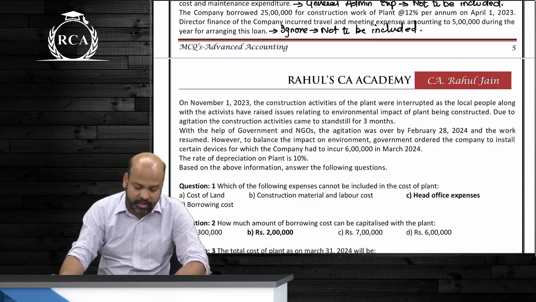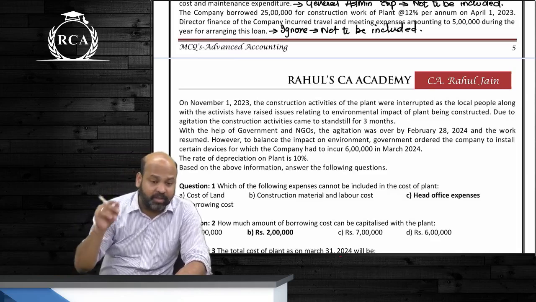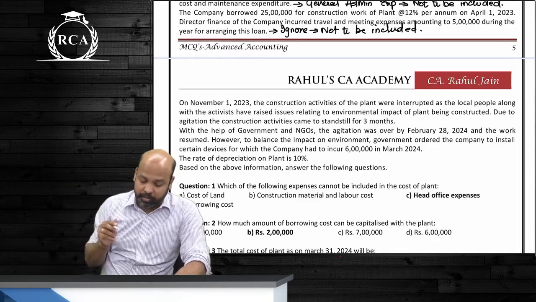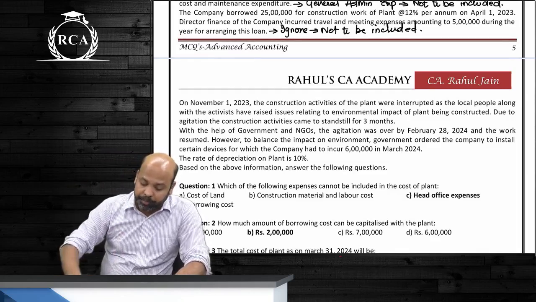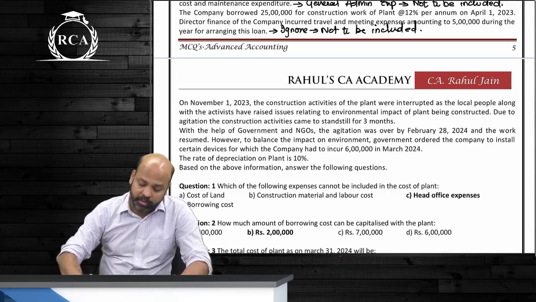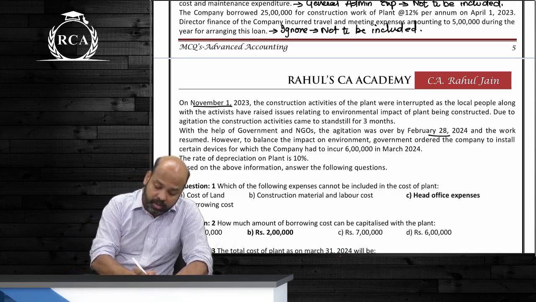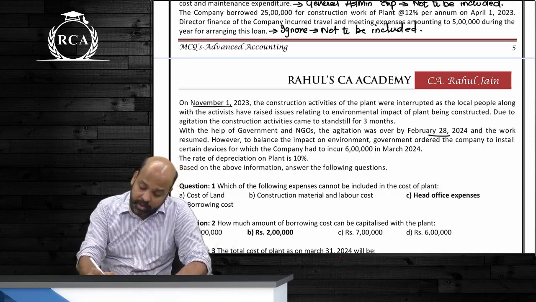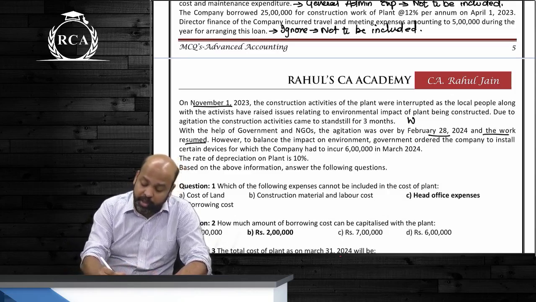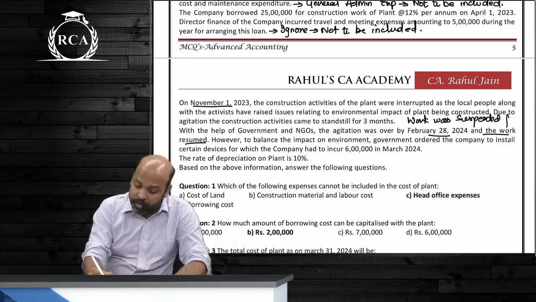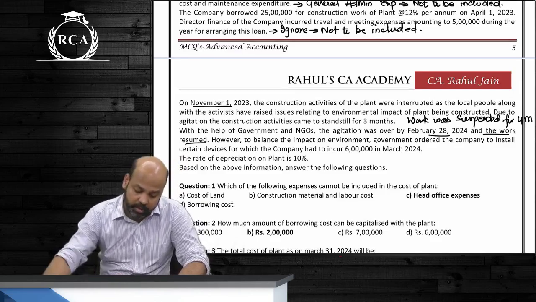Due to the agitation, the construction activities came to a standstill for 3 months. वो 3 months पे ध्यान मत देना बेटा, आगे देखो. With the help of government and NGOs, the agitation was over by Feb 28. When did it start? November 1st. So here you will write, beta, work was suspended for 4 months, not for 3 months. Work was suspended for how many months, beta? 4 months.